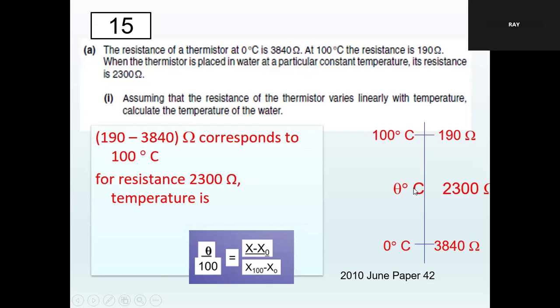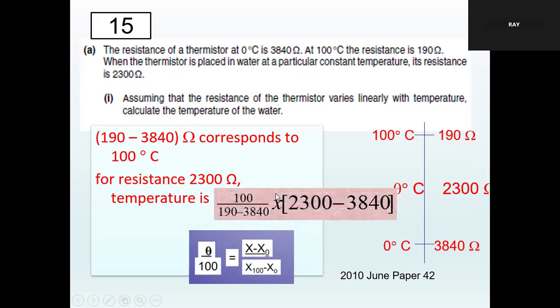So the mark distribution is basically that this proportion corresponds to that proportion. And then for this part and this part, it is 2300 ohm. So the temperature is basically using this formula. Take 100 across there, and this one minus that, which is this part. This one minus that.